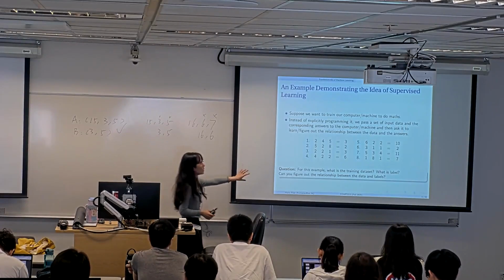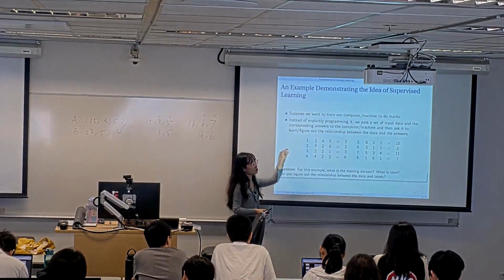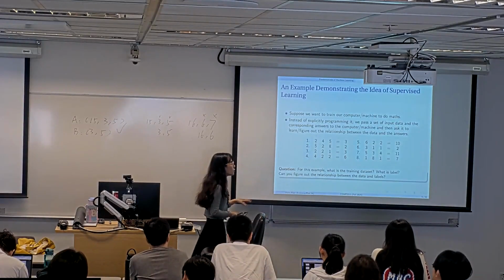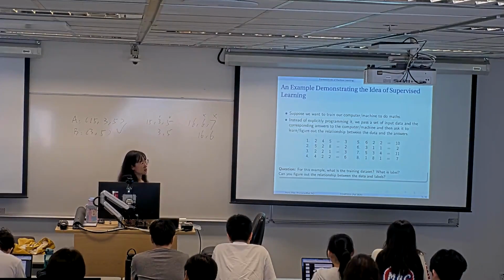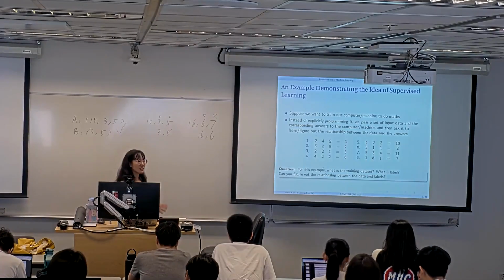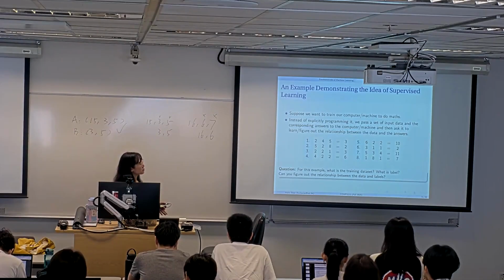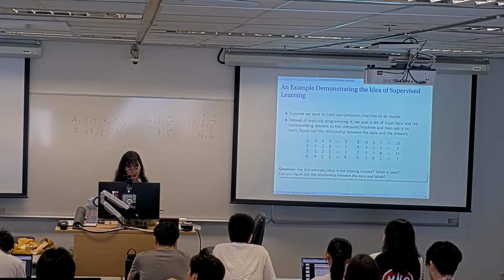Basically, you give data points and labels to the machine, and let the machine learn the relationship, so that later on when you give some new data, for example, 10, 9, 12, right, the machine can predict what the output should be. Basically, after the machine has learned the operations, it should calculate the correct one.